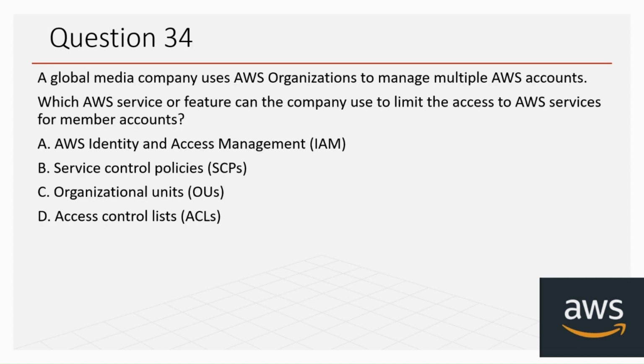Your next question is question number 34. A global media company uses AWS Organizations to manage multiple AWS accounts. Which AWS service or feature can the company use to limit the access to AWS services for member accounts? So, which feature can the company use in order to limit the AWS services for their member accounts? The options are AWS IAM, service control policies, organizational units, and access control list. And the correct answer to this particular question is B, which is service control policies.